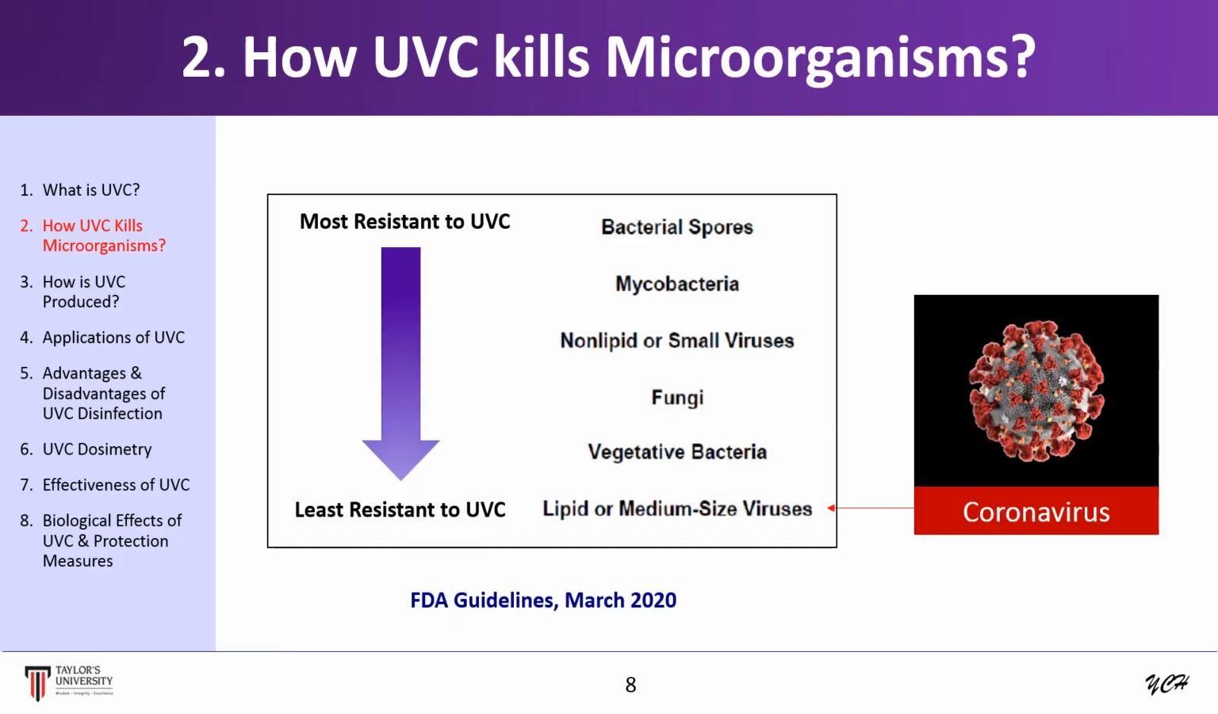According to the FDA guidelines published just last year, the sensitivity of different types of microorganisms ranges from the bottom here, which is the least resistant to UVC, including lipid or medium-sized viruses, followed by vegetative bacteria, fungi, non-lipid or small viruses, mycobacteria, and finally bacterial spores. And the popular coronavirus COVID-19 belongs to the lipid group.